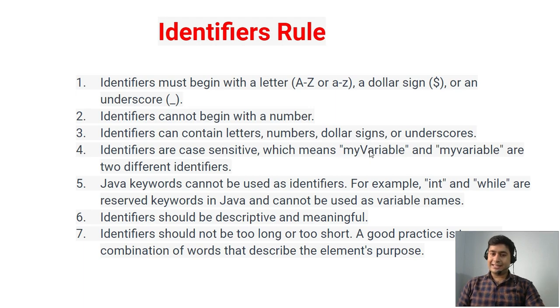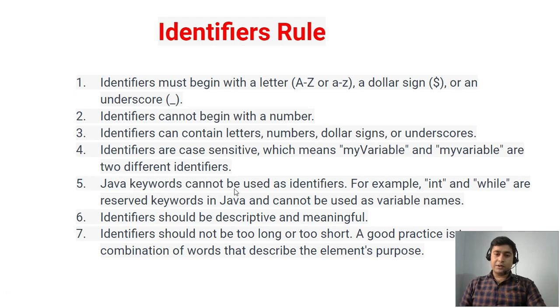So what is case sensitive? Case sensitive means that whether it's a capital or a small letter matters. So if one variable has a capital A and another has a small a, since Java is case sensitive, both are considered two different identifiers. The only difference is a capital V or a small v.